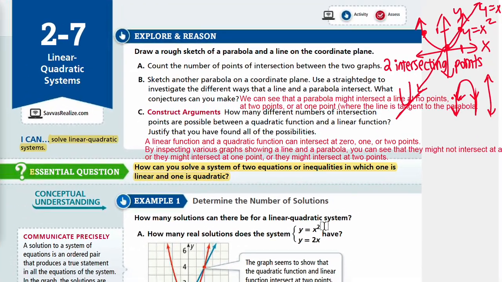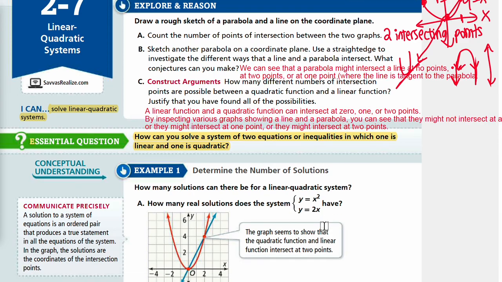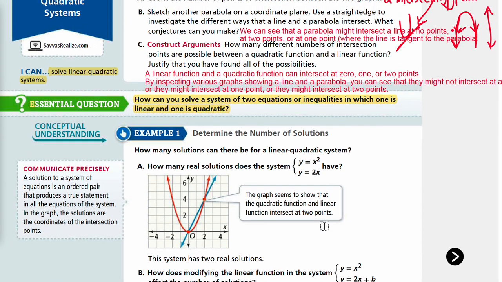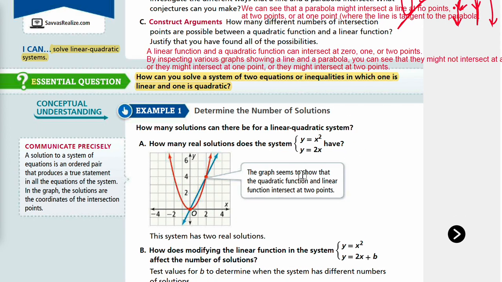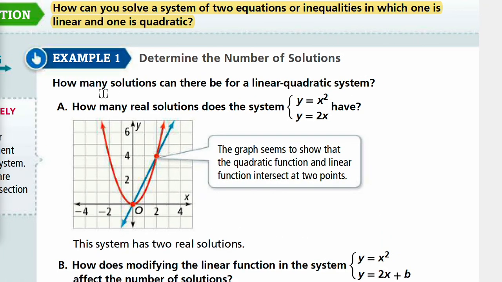Let's look at Example 1. Determine the number of solutions. How many solutions can there be for a linear quadratic system? Just like we explored, we will have 2, 1, or no real solutions. We'll talk about complex solutions later, because whenever we don't have real solutions, that implies we may have complex solutions. That's why they are specifically asking for real solutions here.